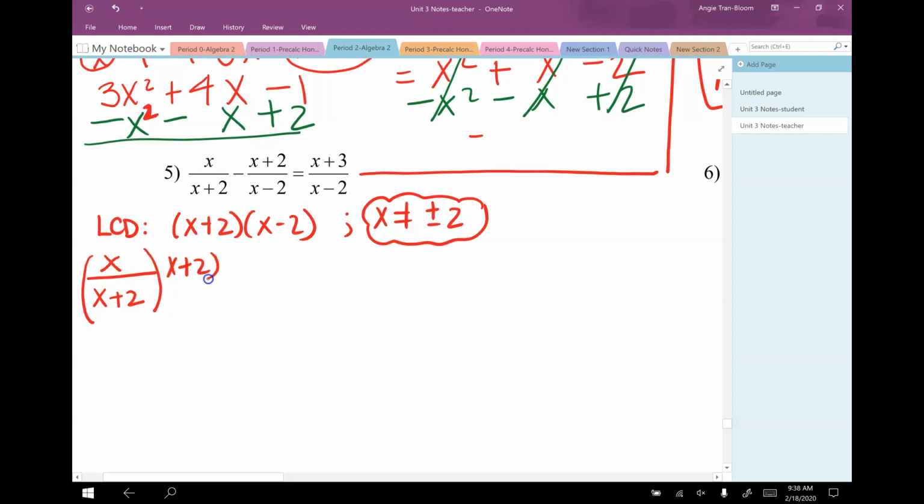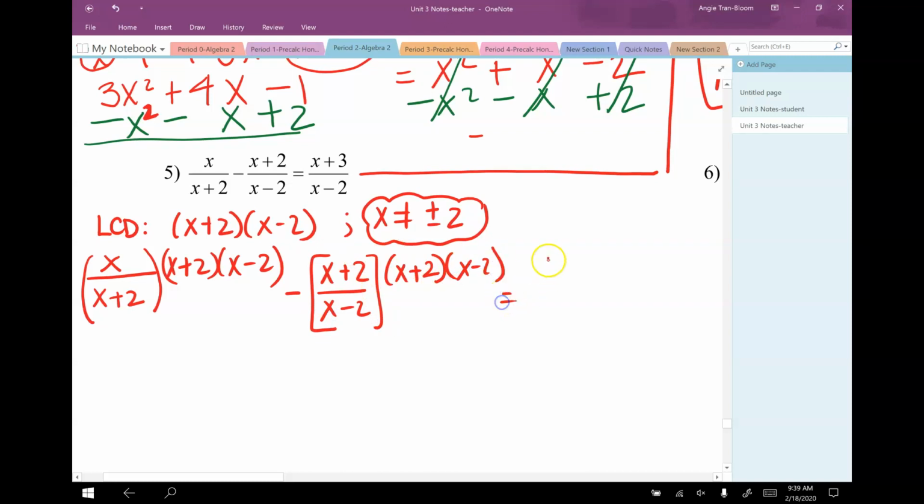Okay. Multiply the LCD to each and every term, right? Can't just pick favorites, okay? Take away x plus 2 over x minus 2. Multiply by the LCD. What you guys do to one term, we must do to all of our terms. And neatly write these out, because if you're messy, then you don't know what you can cancel. Is that okay so far?